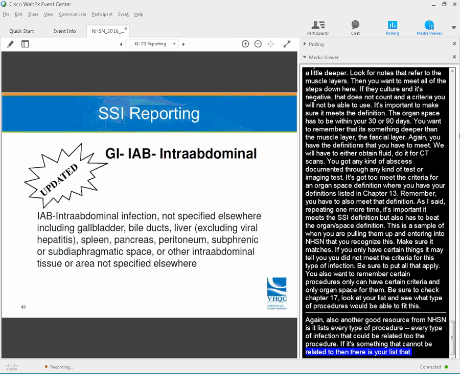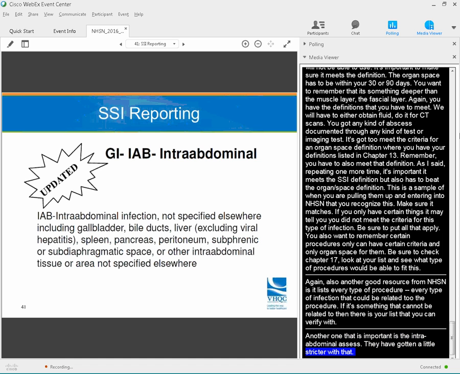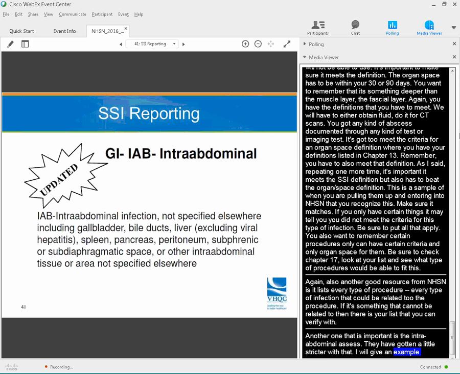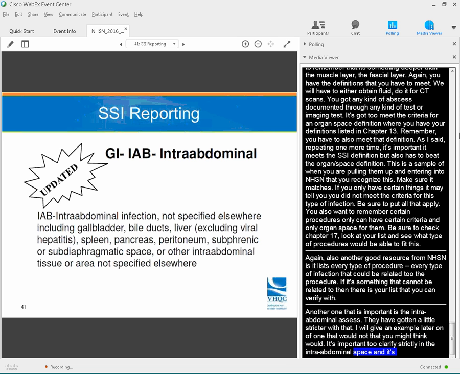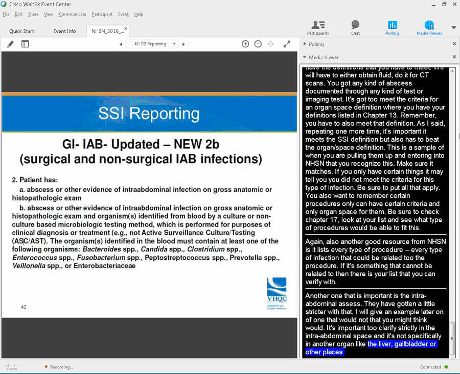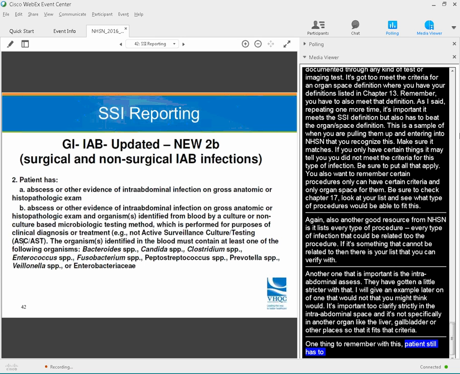Okay, another one that's kind of important is the intra-abdominal abscess. They've gotten a little stricter with it, and I'll give you some example later on here of one that wouldn't fit, but you might think it would. So it is important that you clarify if it's strictly in that intra-abdominal space, and it's not specifically in another organ or the liver, gallbladder, and some of the other places, so that it fits that criteria. And one thing to remember with this, the patient's still got to meet the definitions. They've still got to have all these other definitions that are on there.